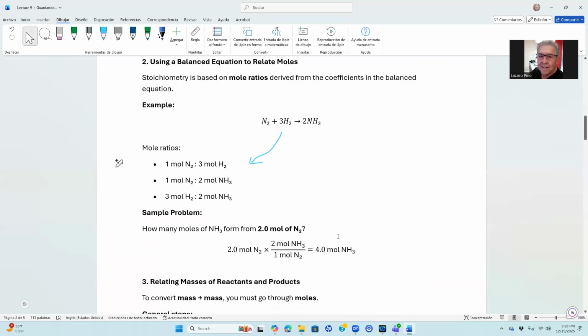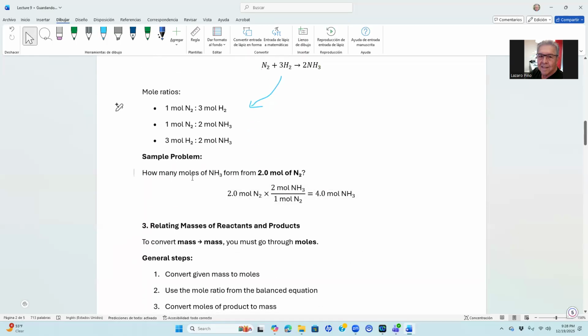Let's continue. Now look at here. How many moles of ammonia form from 2 moles of nitrogen? Then what is given? 2 moles of nitrogen. That's why I put this here first. And what are you asked for? Ammonia. Then you say, according to the chemical reaction, you can see that 1 mole of nitrogen produces 2 moles of ammonia.